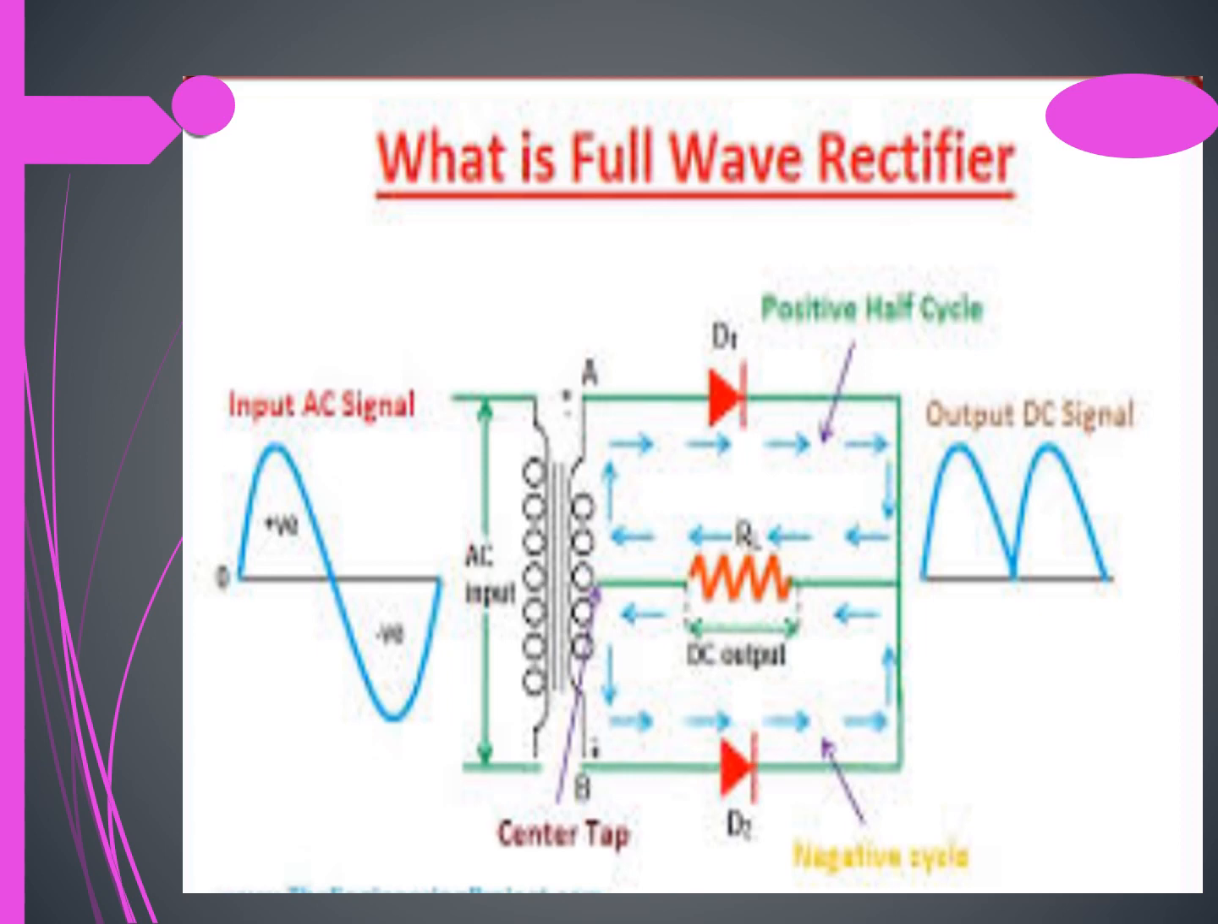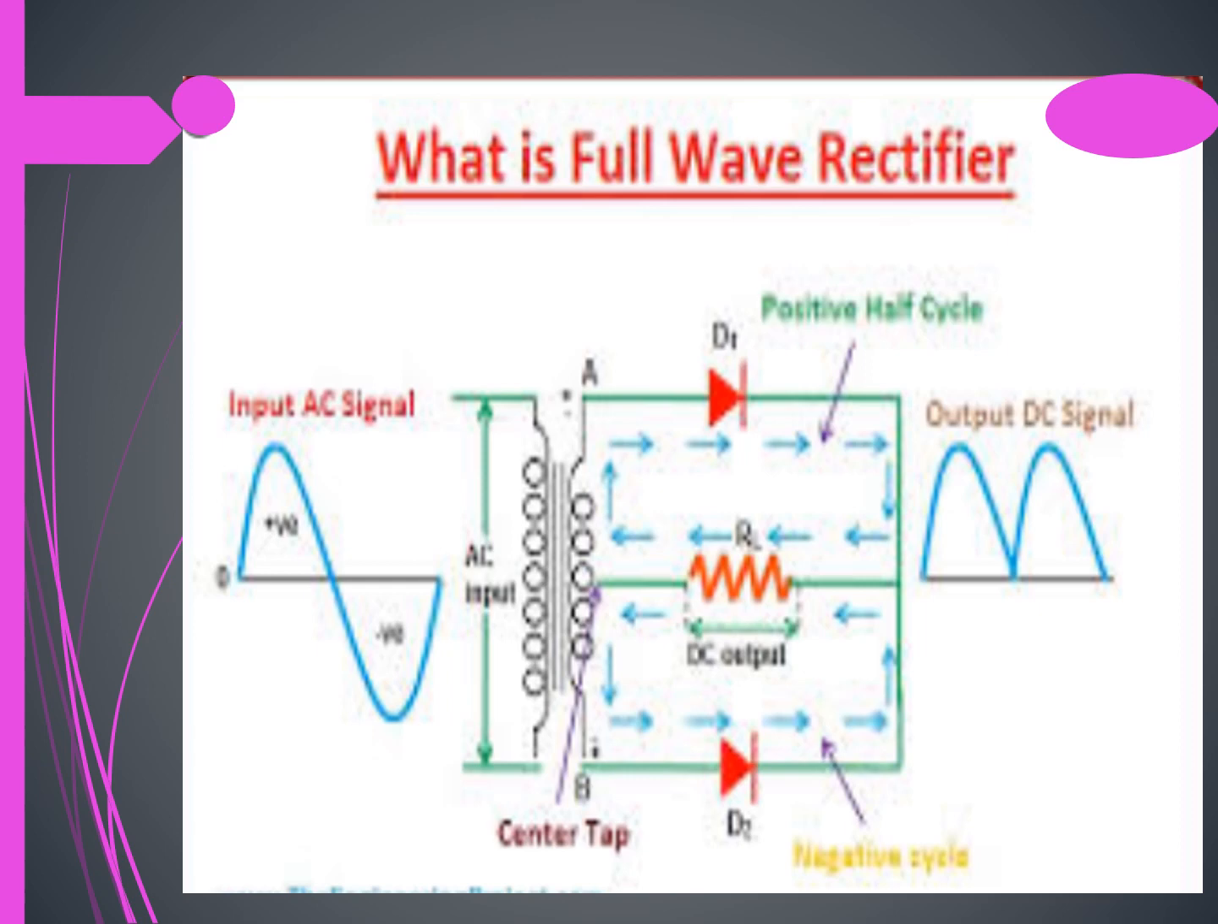So, in this full wave rectifier, two diodes are connected in such a way that if one gets forward bias during the first half cycle, the other will get reverse bias. But when the next opposite cycle comes, the first diode will get reverse biased and the second diode will get forward bias.